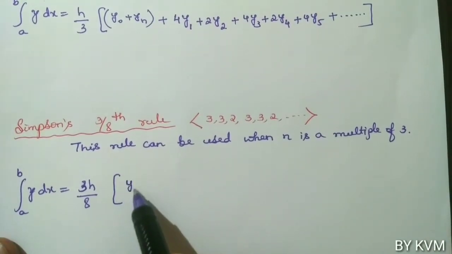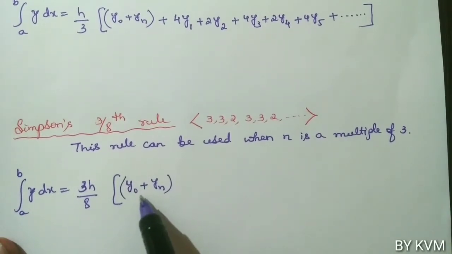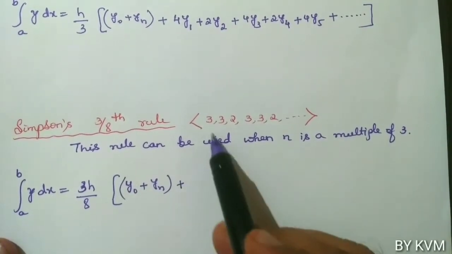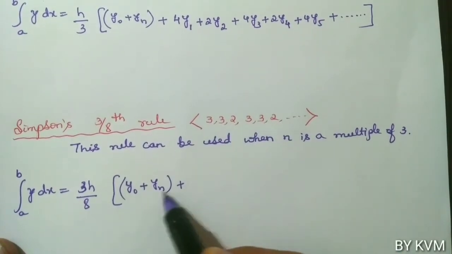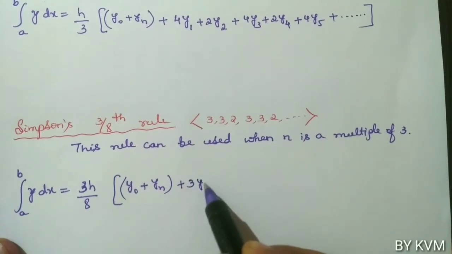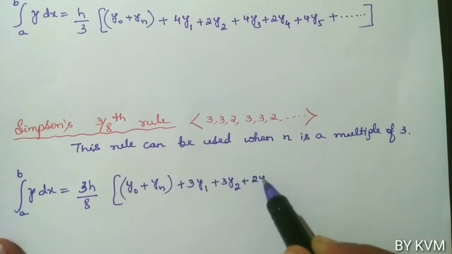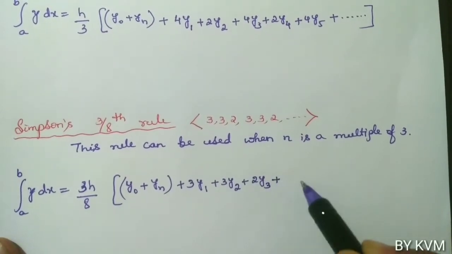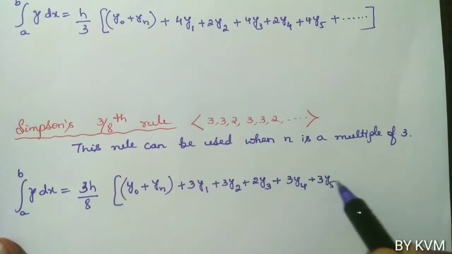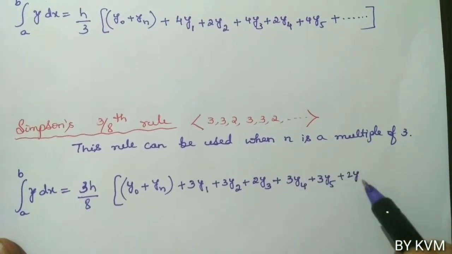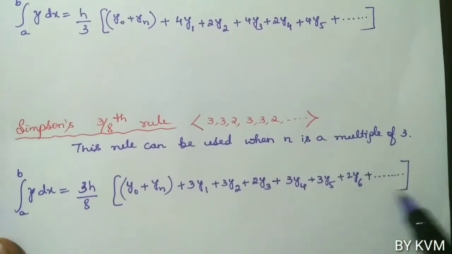Then first value plus last value of y. So we have to take first value plus last value of y, then alternately we have to use 3, 3, 2. So y0 plus yn plus 3 into y1 plus 3 into y2 plus 2 into y3 plus 3 into y4 plus 3 into y5 plus 2 into y6, and so on.